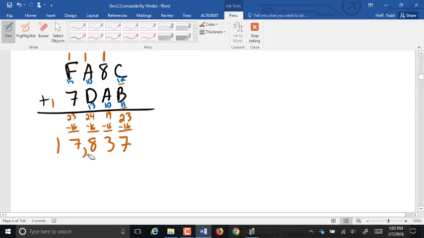I really shouldn't put a comma in there. So FA8C plus 7DAB in hexadecimal is 17837, still in hexadecimal. What do you think? The key is when you carry there, you're carrying a 16, so you got to subtract 16 from what's there to see what's left.